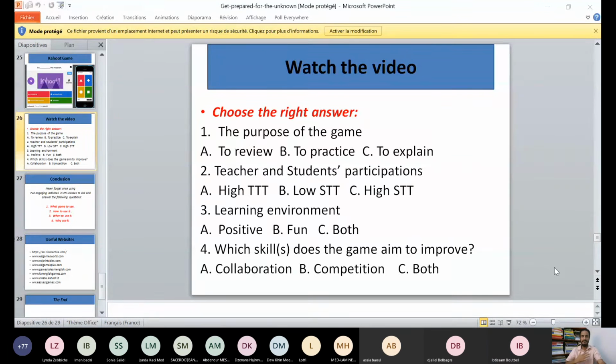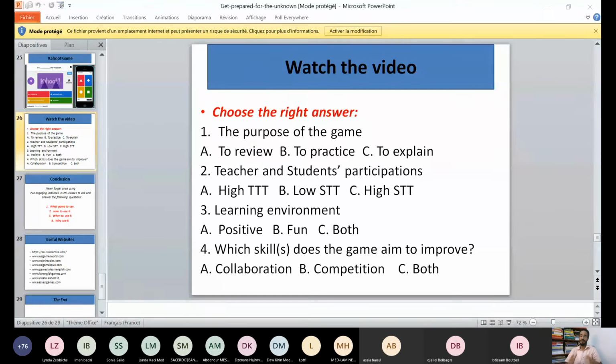Great. Yes, but in my classes, I opt for A. Which skill does the game aim to improve? In my classes, I do my best to improve collaboration and not competition. Yes, they are competing, but my purpose is to improve students' collaboration skills. They are going to compete, but at the same time, it's not the purpose. It's not competition, but my purpose is collaboration. Okay, is it clear so far? Great. So let's move on to the last one, the conclusion.